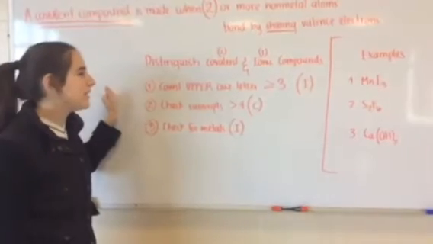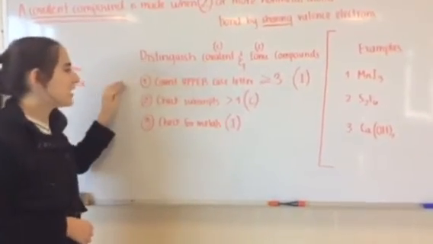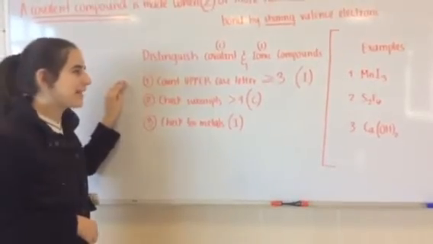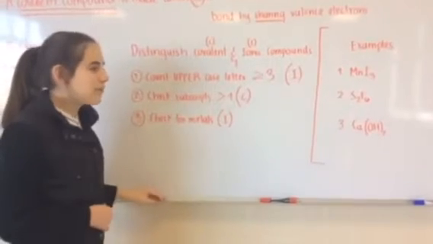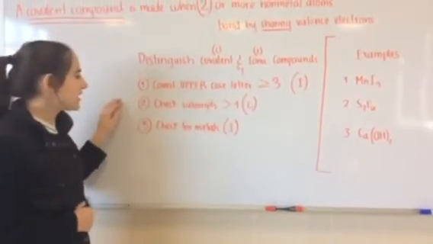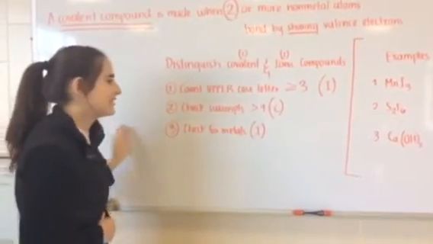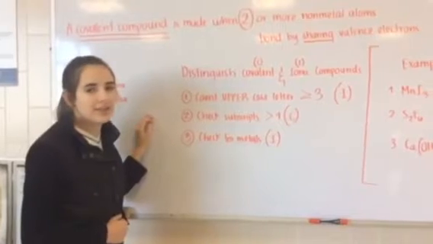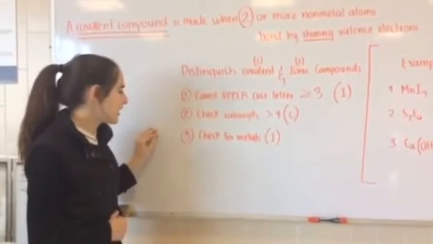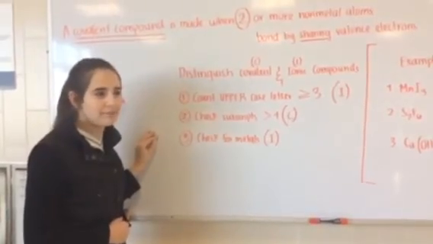To distinguish between a covalent and ionic compound, there are 3 steps. First of all is to count the uppercase letters, which in this case are these letters. If it's 3 or more, then it's an ionic compound. The second step is to check for subscripts, which in this case are the prefixes that look like this. And if it's more than 4, then it's a covalent compound. And the third step is to check for metals, which in this case you can just check on your periodic table.